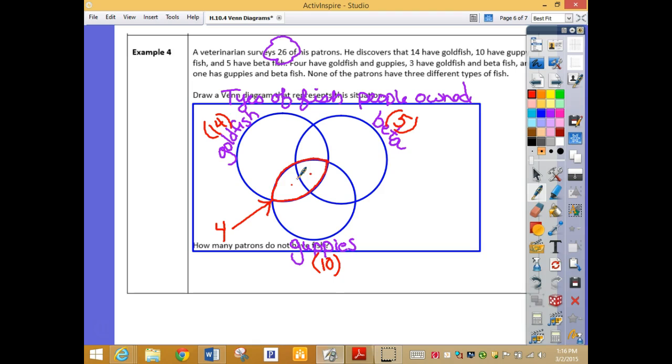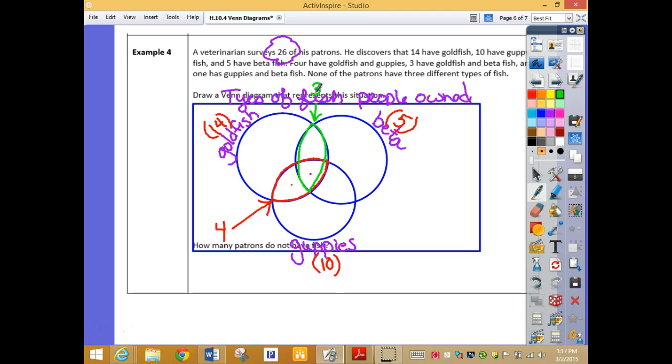3 have goldfish and betta fish. Well, does that really help us much? Well, goldfish and betta fish. So that's right here. So they're saying that this circle has to equal what? 3. We don't know if there's 3 and 0, 0 and 3, 1 and 3, 3. We don't know. 2 and 1, 1 and 2. There we go. That sounds better.